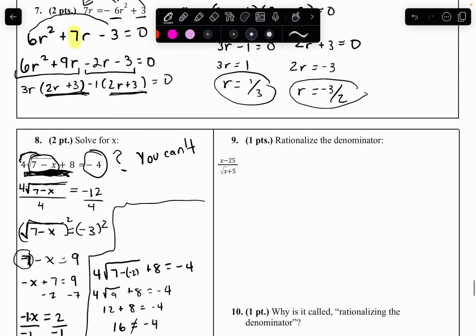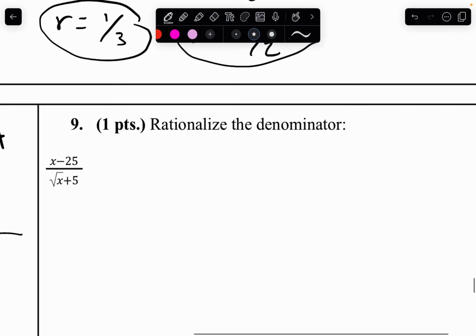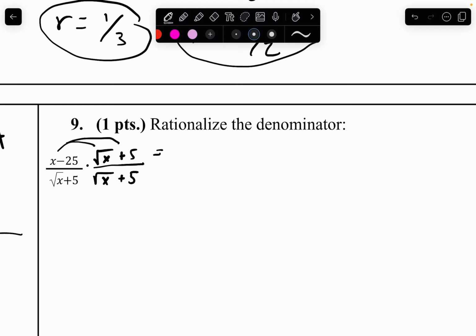Number 9, rationalize the denominator. For these kinds of problems, you are going to multiply the top and the bottom by the conjugate. So square root of x plus 5 over the square root of x plus 5. I'm actually not going to try to FOIL here. I'm going to leave it like this, just in the off chance that something will cancel out.